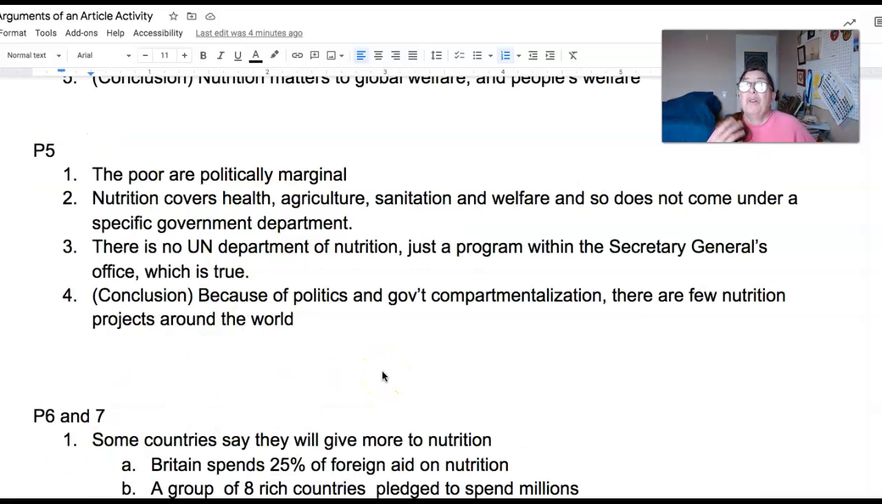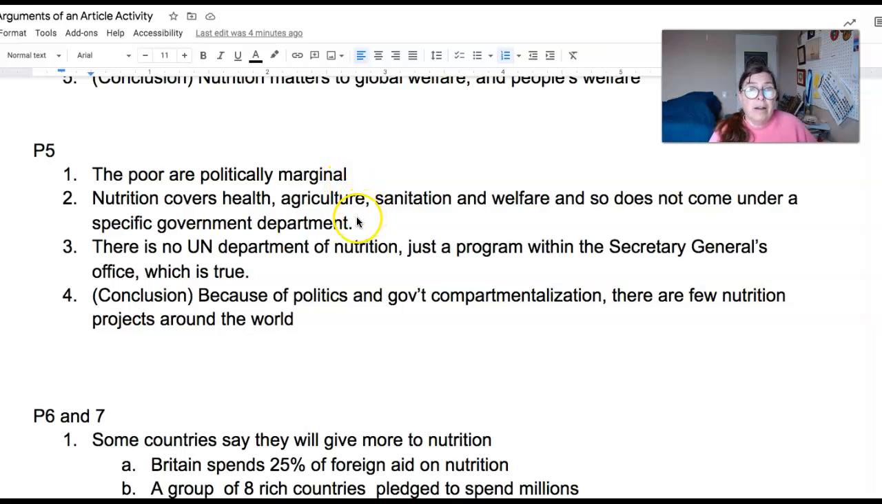The third argument we've already talked about. It's an explanation-based argument. It asks, why is nothing happening on nutrition? Why are there no programs? And they gave us 3 reasons. They didn't put facts behind the reasons. They said the poor are politically marginal. That seems like a reasonable statement to me.